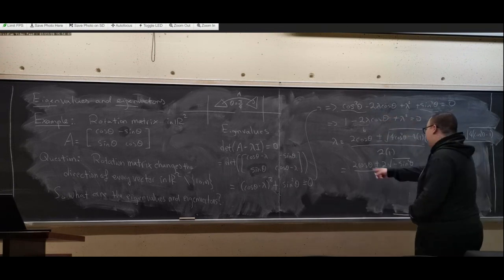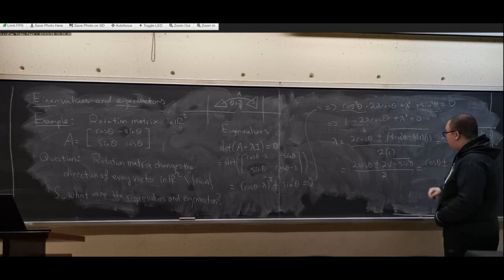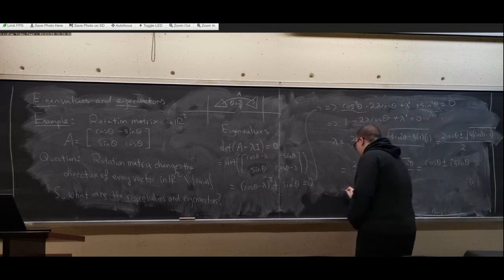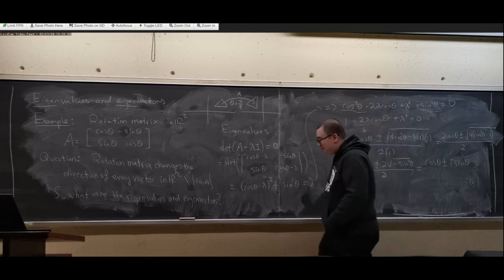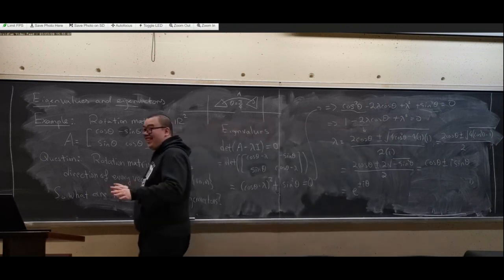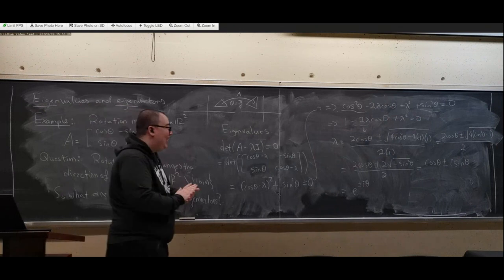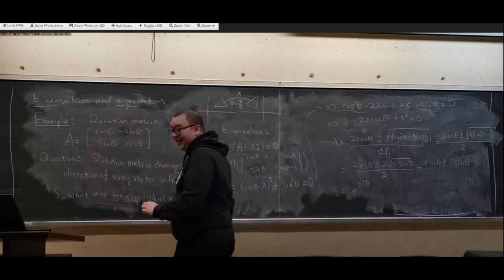Well, luckily we can cancel the 2 out. So this becomes cosine of theta plus or minus, what is the square root of minus sine squared? Well, i sine theta, which equals e to the plus or minus i theta. That is the eigenvalue. For some theta, it is not even a real number. It is a complex number.